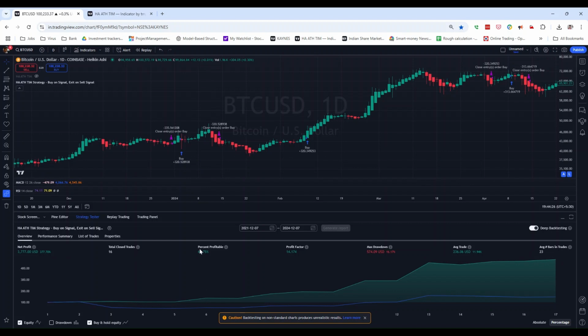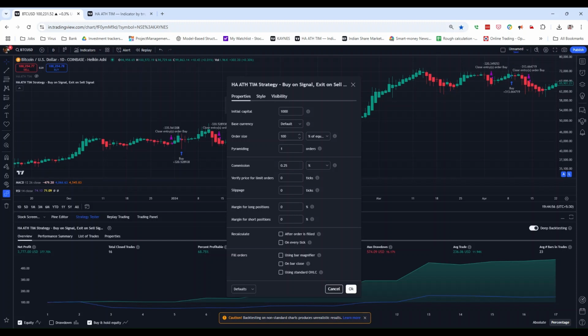You can also see the percentage profitability, which is 68 percent, and profit factor is 14. Average trade is 11 percent every time you trade. Here you can see that drawdown is 16 percent. Many people have a problem with the maximum drawdown. What I can show is you can also reduce the drawdown by changing the way you deploy the cash.